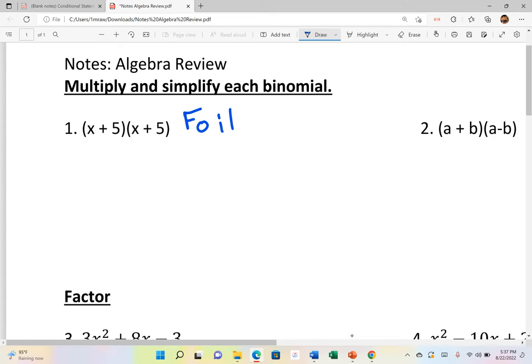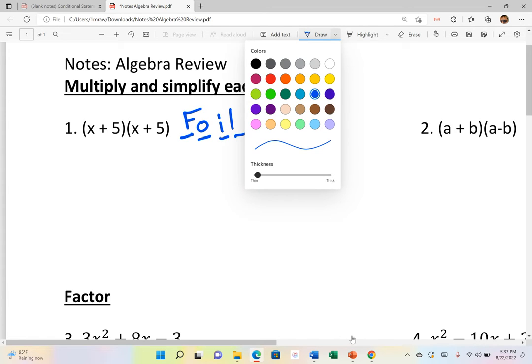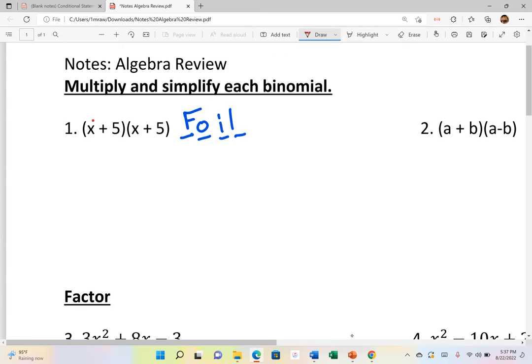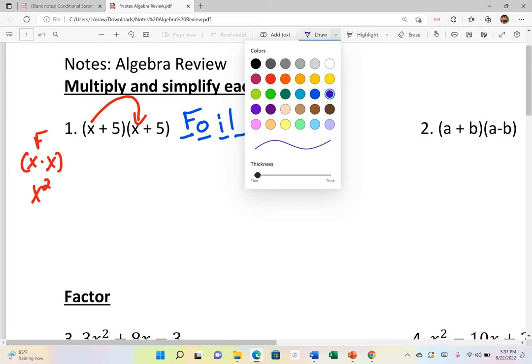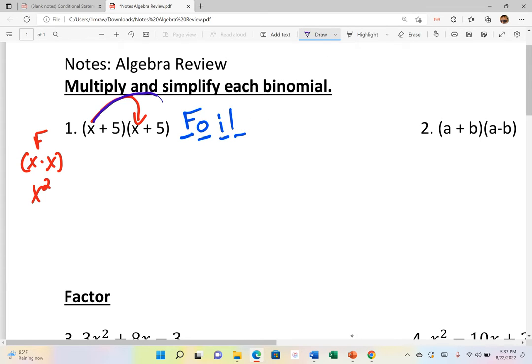I don't know if you guys know that. That's first, outer, inner, last. Okay, so the first thing we do is the first parts. X times x gives me x squared. So that's first. Then we're going to do the outer part, and the outer part is going to be x times 5.